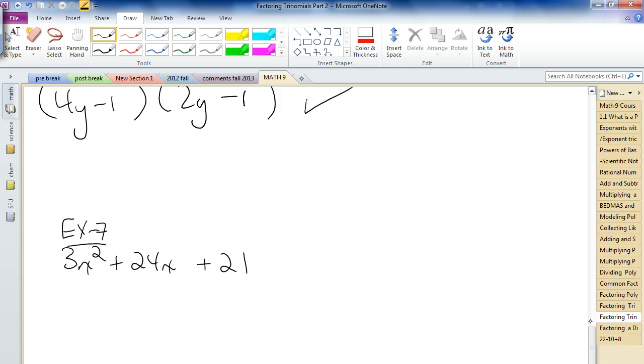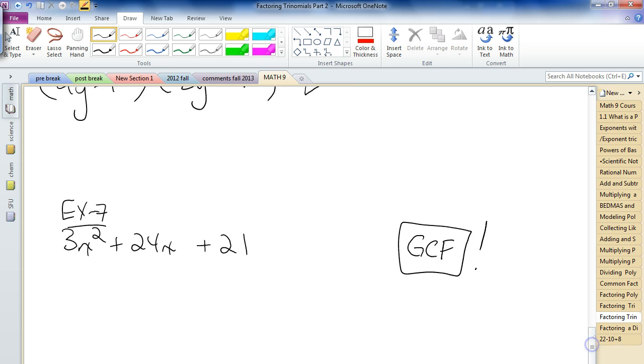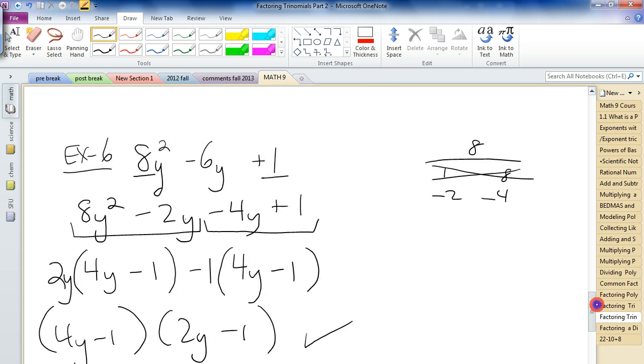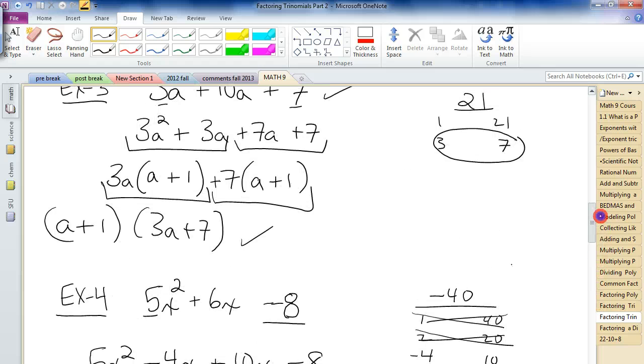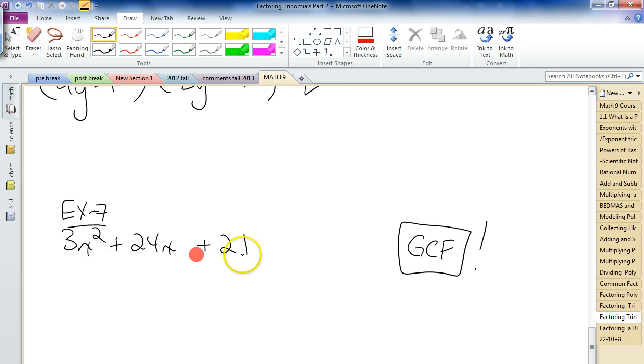You know what? Look at my last example. Guess what? I haven't mentioned it so far, but we can pull out a GCF at the start. None of the other ones I could do that with. I couldn't do it with any of the other examples. This one I can. I can pull out a 3, because 3 goes into all these terms. 3 goes into there, gives me x squared. 3 goes into there, gives me positive 8x. 3 goes in there, gives me 7.